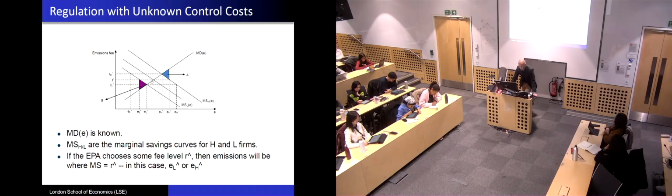So what's going on here, right? Essentially, what we did was set the tax rate, in this case, too high. This is where they abate too much. We should have set the tax lower than that.